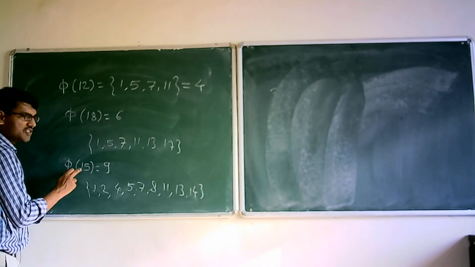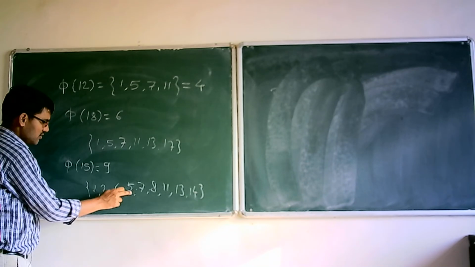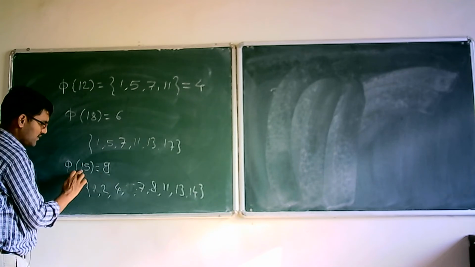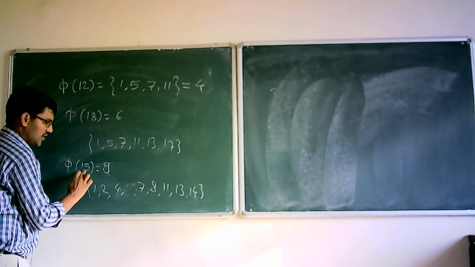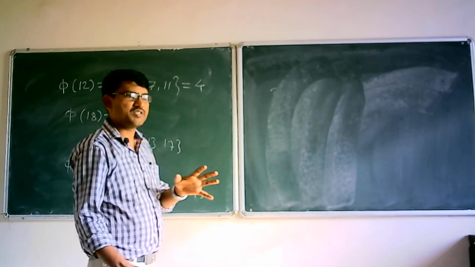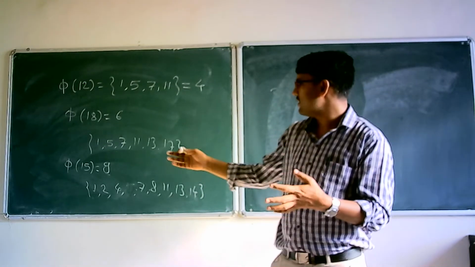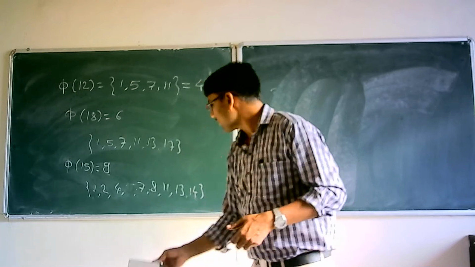Because the GCD of 15 and 1 is 1, 15 and 2 is 1, 15 and 4 is 1. GCD no, this 5 is not there, so 8. GCD of 15 and 7 is 1, 15 and 8 is 1, 15 and 11 is 1, 15 and 13 is 1, 15 and 14 is 1. So those numbers which are less than n and relatively prime to n, the total count, are called Euler phi function of n. Now next.